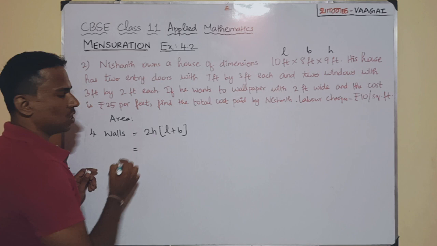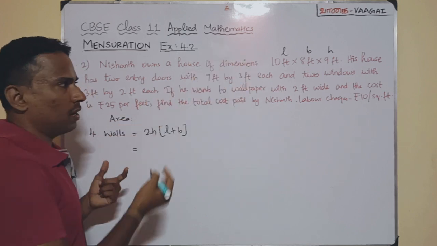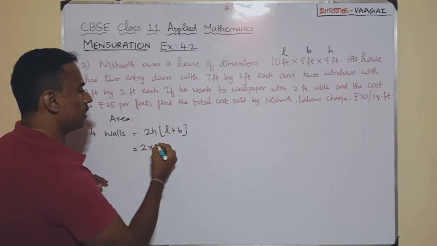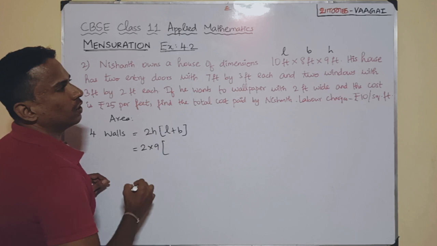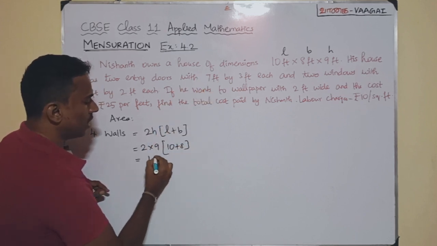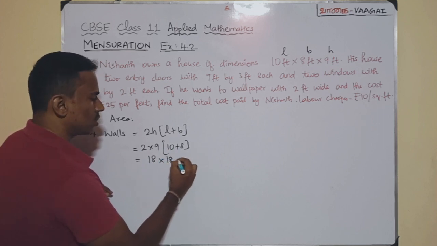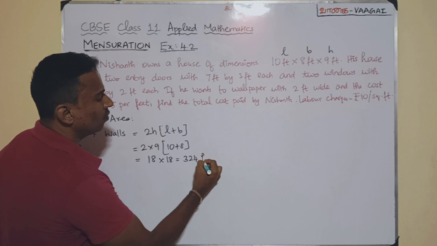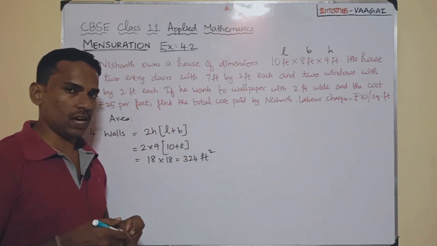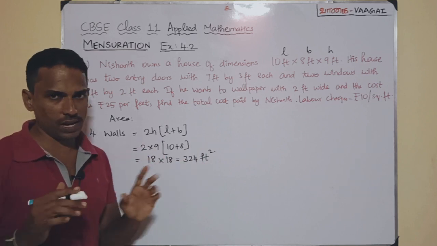Now this is equal to, we already have the values of L, B and H in the question itself. So let's substitute here. 2 into, what about H here? H is going to be 9, into (L plus B), which is 10 plus 8. So I will be getting 2 nines are 18, into 10 plus 8, which is 18. So this is going to be 324 feet square. Because our dimensions are in feet, the area will be in feet square only. This is going to be the total area.